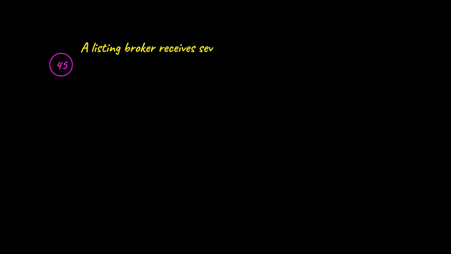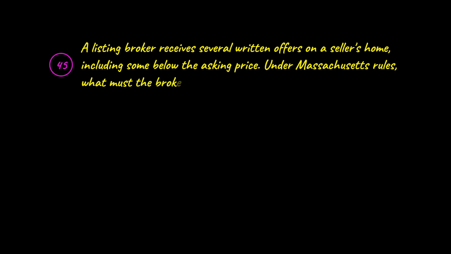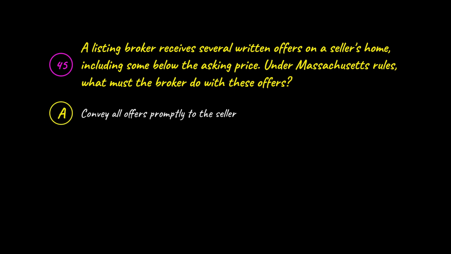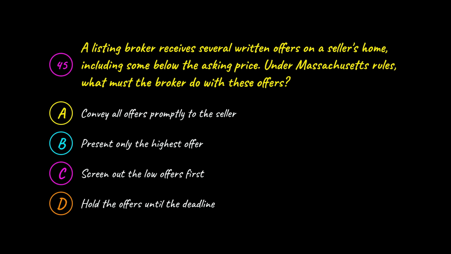Question 45. A listing broker receives several written offers on a seller's home, including some below the asking price. Under Massachusetts rules, what must the broker do with these offers? Your options are A. Convey all offers promptly to the seller. B. Present only the highest offer. C. Screen out the low offers first. D. Hold the offers until the deadline. Pick one. Trust your gut. Here's your chance to test yourself.